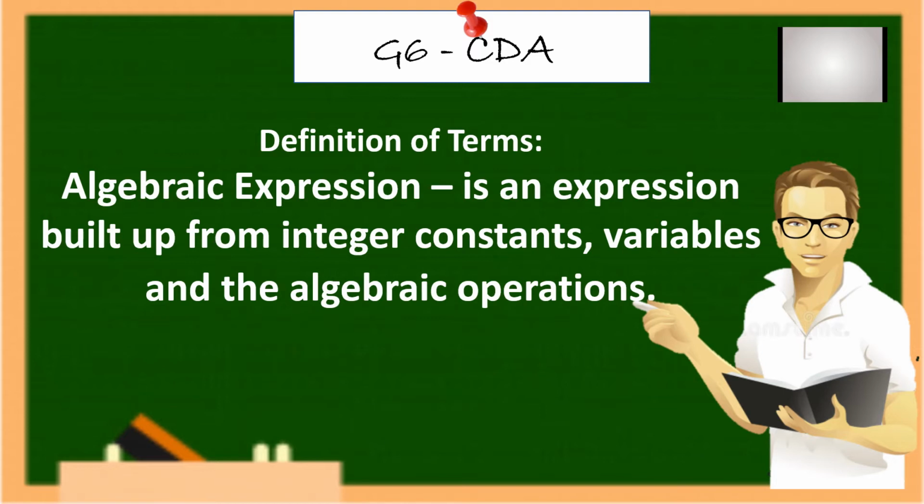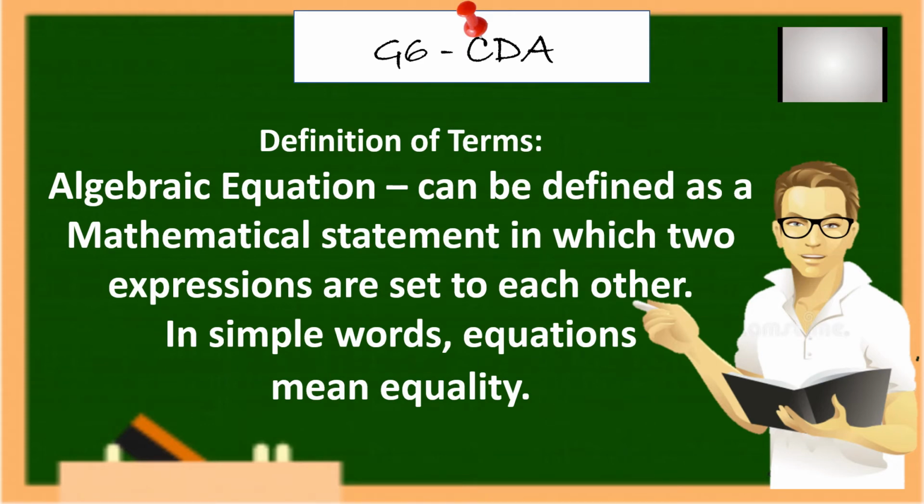Definition of terms. Algebraic expression is an expression built from integer constants, variables, and the algebraic operations. Algebraic equation can be defined as a mathematical statement in which two expressions are set equal to each other. In simple words, equations mean equality.